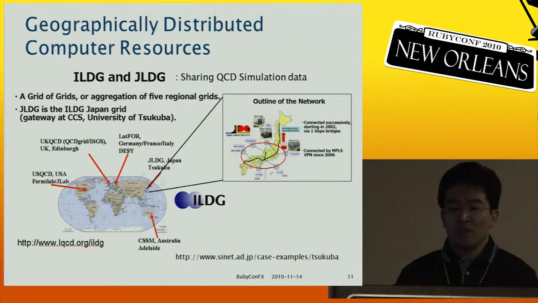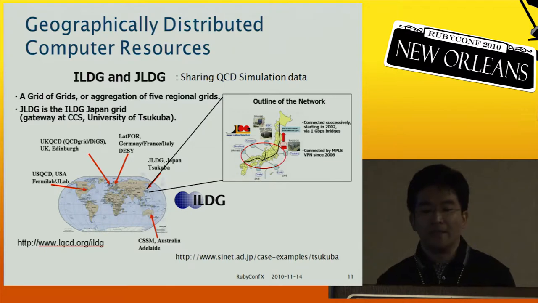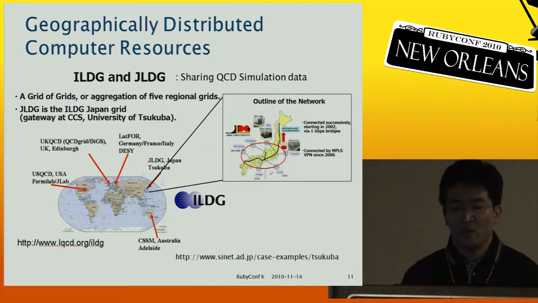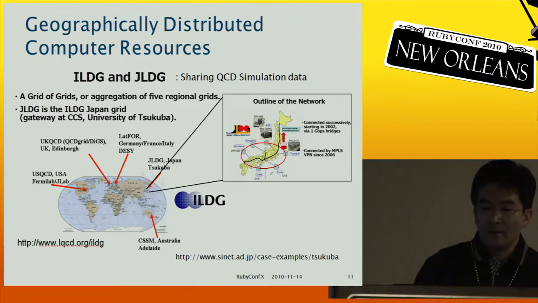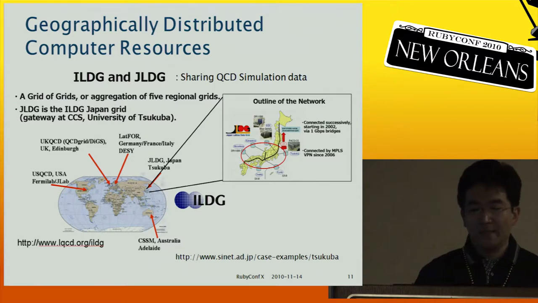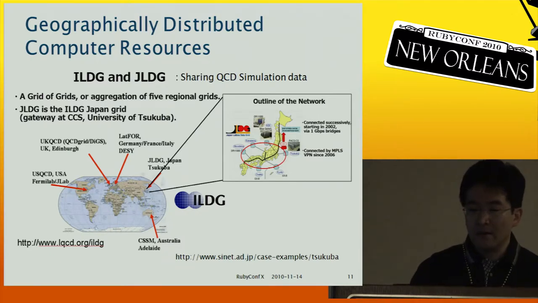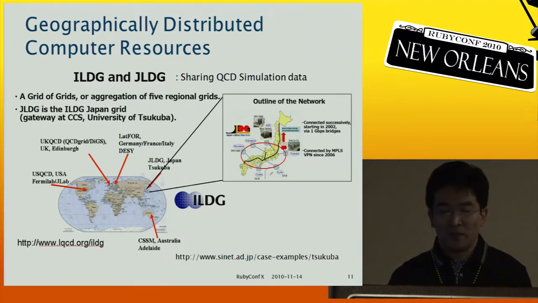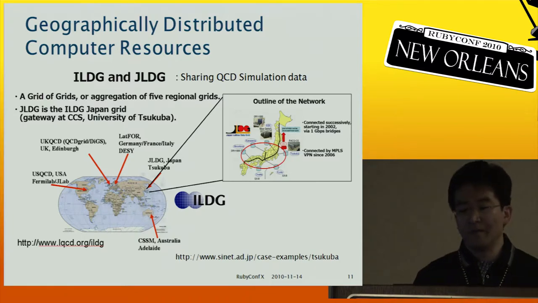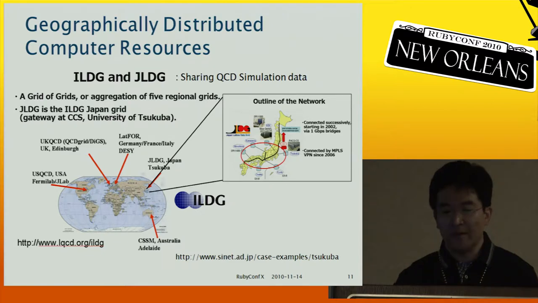Research in international collaboration requires geographically distributed computer resources. This slide shows an example of particle physics. Grid computer systems are developed to share the data produced from lattice QCD simulation. The point here is that computer and network infrastructure is inevitable for scientists to access large-scale scientific data.